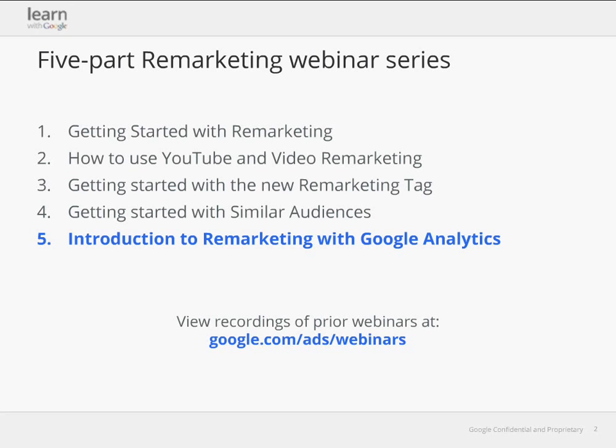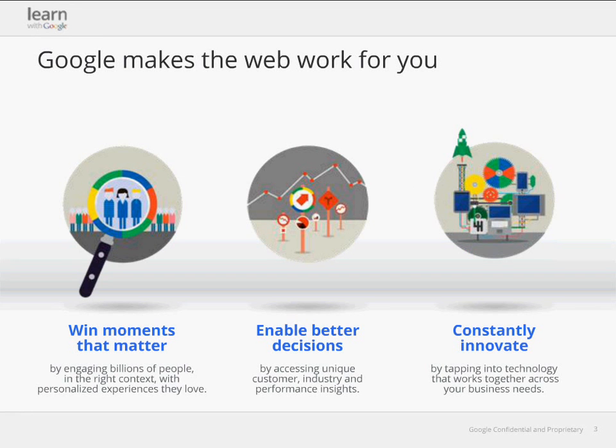If you're not familiar with our Learn with Google program, Learn with Google is really all about educating our users, and we really want to make the web work for you. Google does that by helping you to win the moments that matter, enable better decisions, and constantly innovate. Rachel and Jesse are really going to tell you about how remarketing can help you do that by reaching the right customers with the right messages, using rich insights from Google Analytics and adapting your campaigns when you need them, to reach the right people with the right messages.